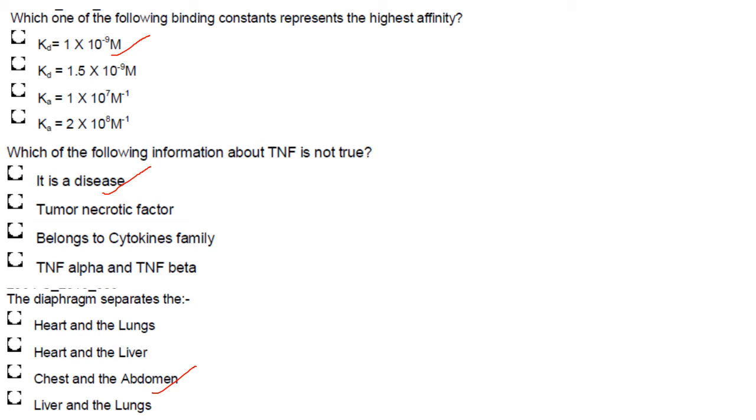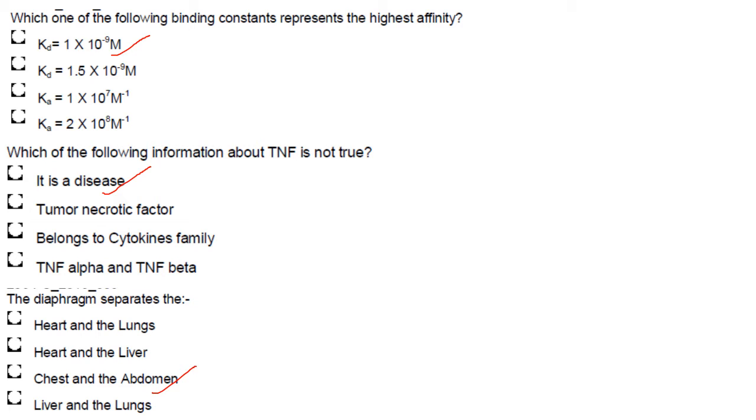So coming to the first question, which one of the following binding constants represents the highest affinity? They have given the Kd and Ka values. Out of these, which one is having the highest affinity? The smaller the Kd value, the greater is the binding affinity of the ligand for its substrate or target. So we have to see the one which is having smaller Kd value.